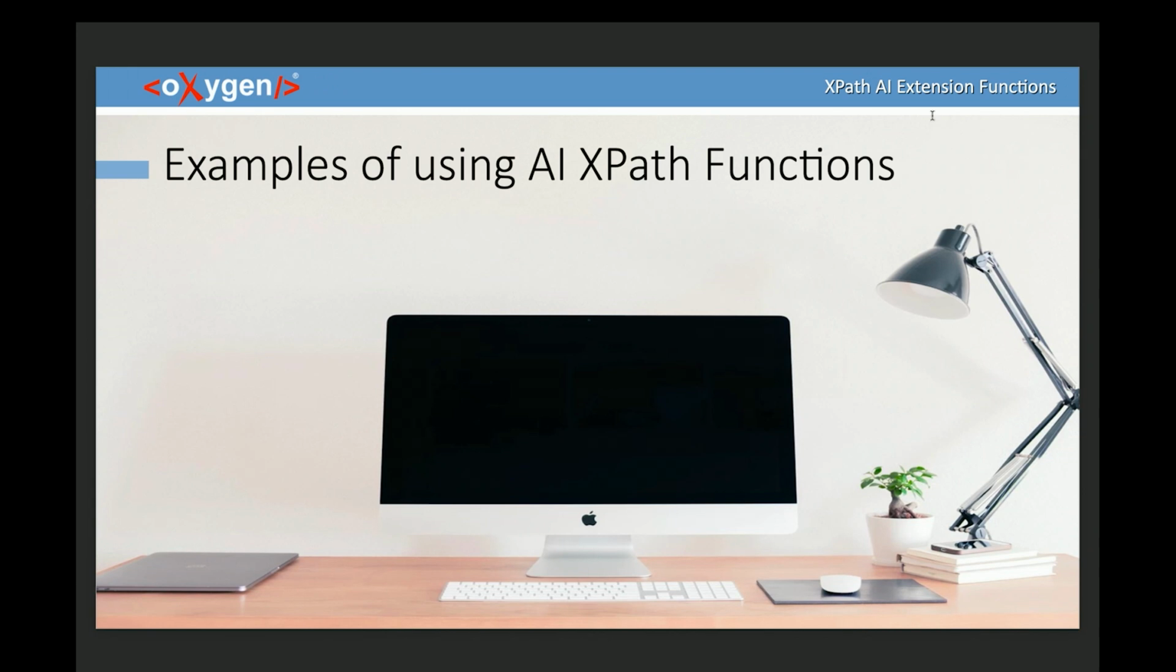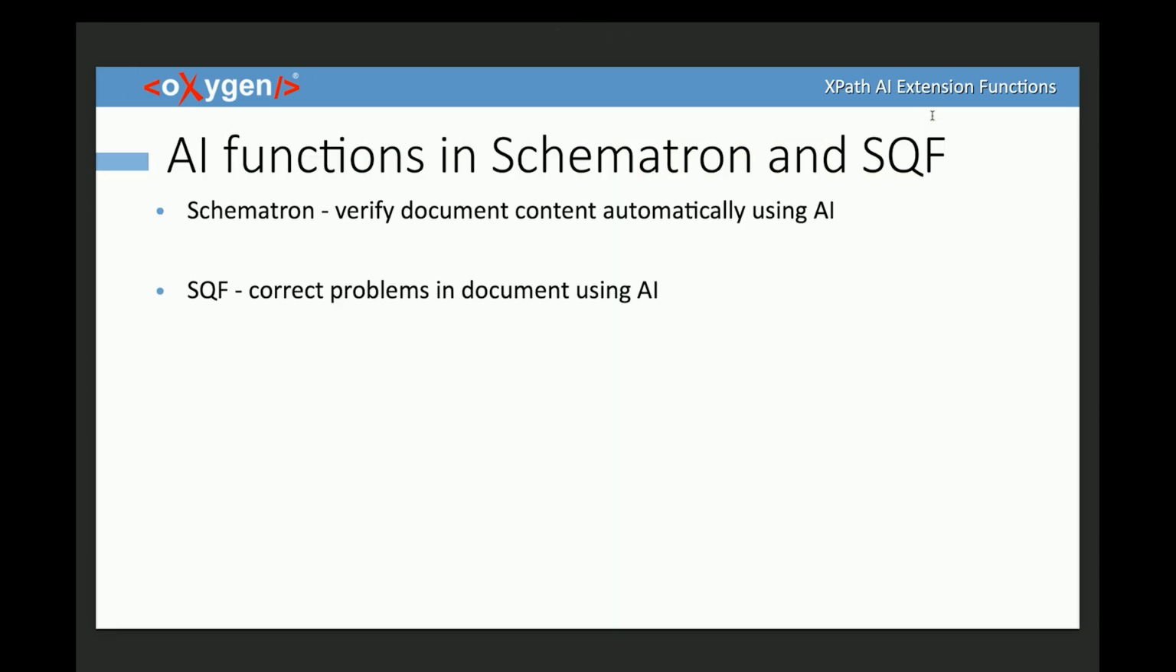I'll show you now some examples and how you can use this function. First, you can use this function in Schematron, for example, to verify the content. You can verify documents automatically and check different parts of your document. And you can use it also in SQF to correct the problems automatically. So you can have fixes that will use the AI to correct the problem.